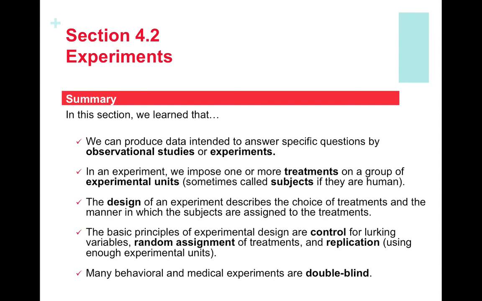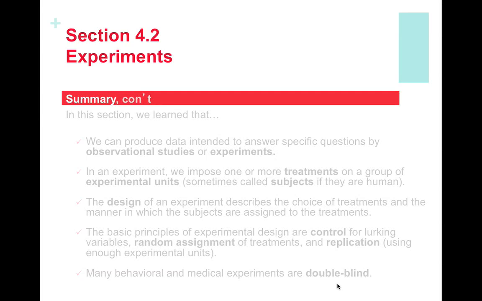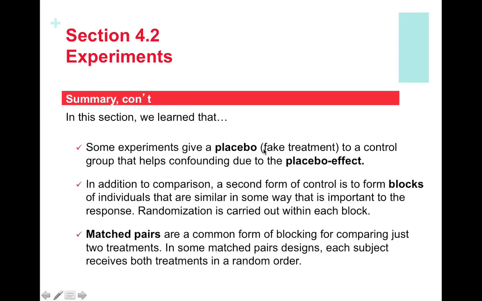So again, we have observational versus experiment. We have our treatments, which are applied to the experimental units, sometimes called subjects. There were multiple types of designs we talked about. We talked about completely randomized, block, and matched pair. We're always trying to control. We always randomly assign, and we replicate. Sometimes we can be double blind. Usually we give a placebo to control for the confounding. And like I said, we do blocks or matched pair.